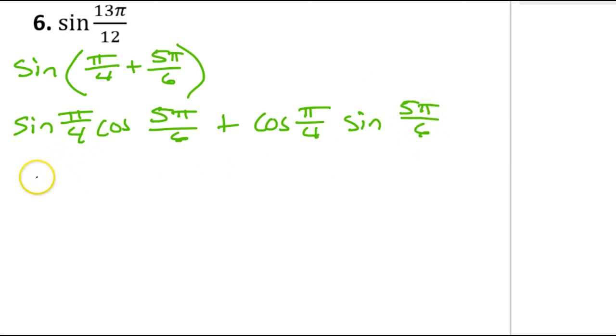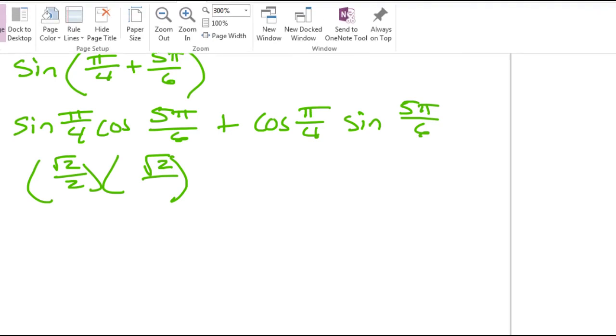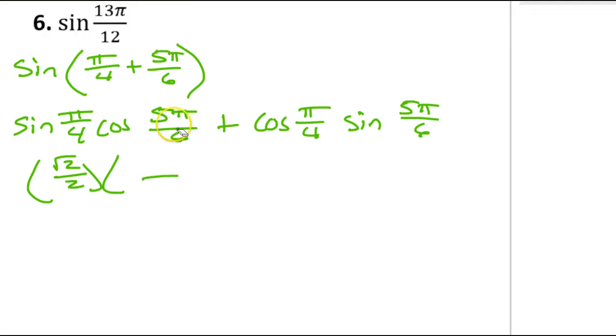So sine of pi over 4 we have memorized is radical 2 over 2. Now I have not memorized the cosine of 5 pi over 6, but I know that the reference angle is pi over 6. So I know that the cosine of pi over 6 is radical 3. Okay, I said radical 3, wrote radical 2. What's going on in my brain? Radical 3 over 2. That's the cosine of pi over 6. That's the reference angle though.